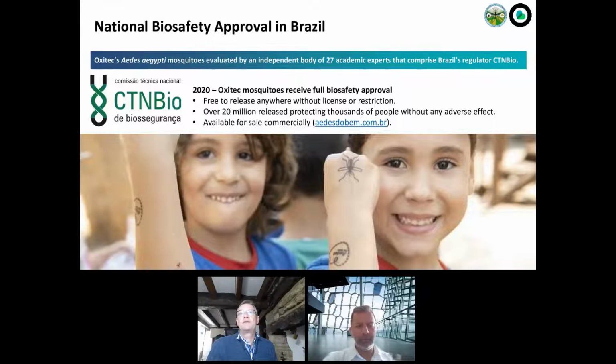National biosafety approval in Brazil, a huge accolade for the product, commercial approval all over Brazil without restriction, and we've already now gone commercial, so we're selling to customers in Brazil. This particular OX5034 mosquito, over 20 million mosquitoes released so far, protecting people in Brazil right now as we speak, giving people huge benefit. And we're extremely proud of that, and really look forward to the day when we can do the same in the US and elsewhere.